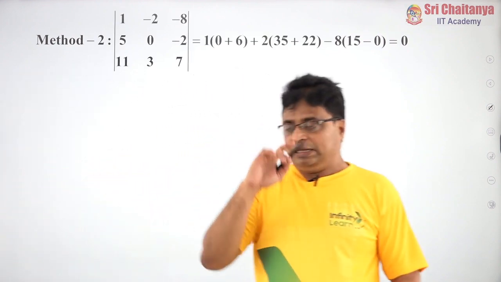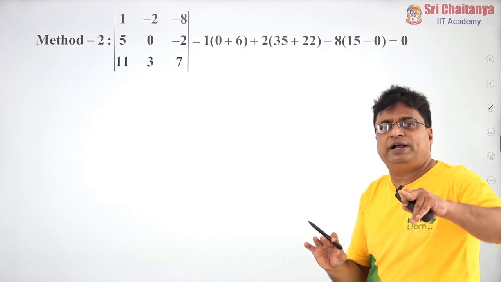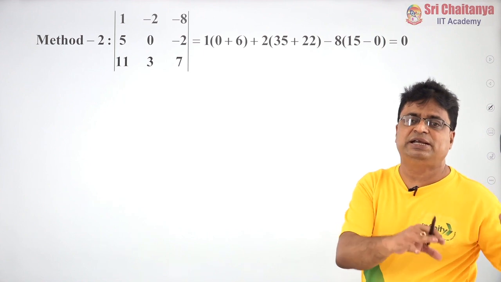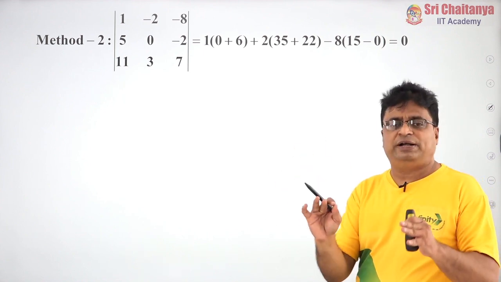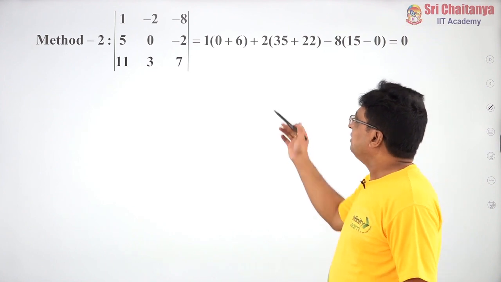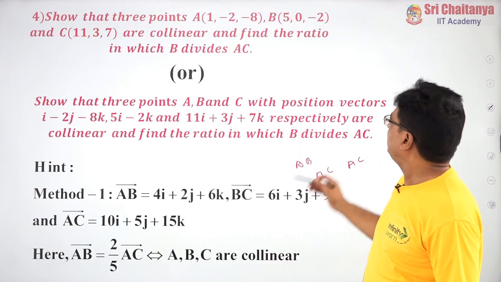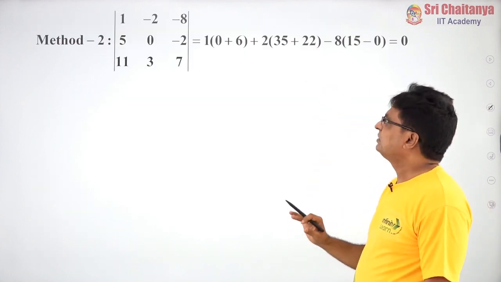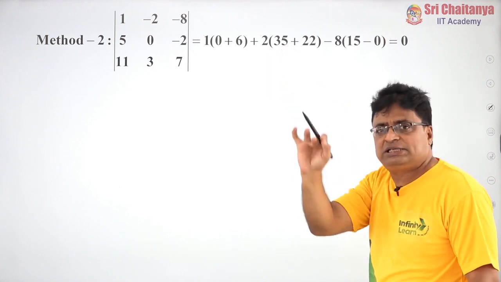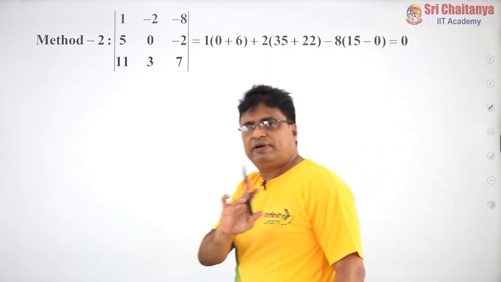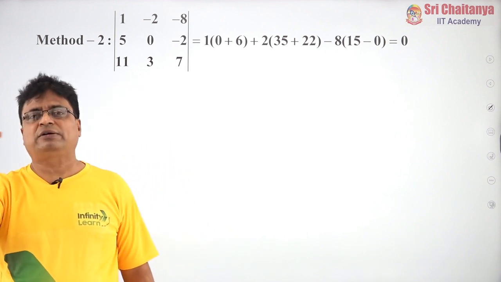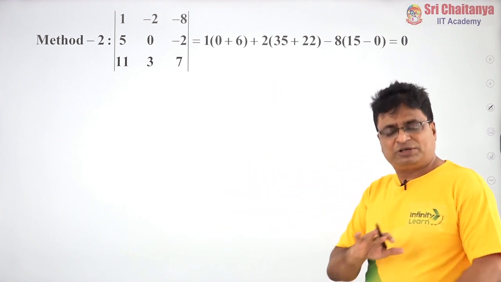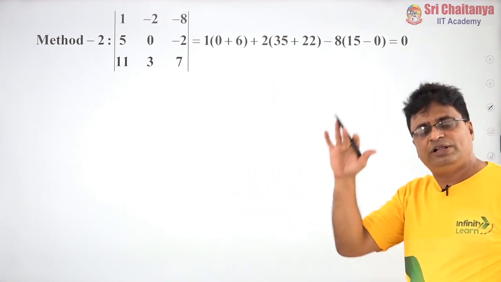And method number 2: here they are not asking you to find the point which B divides AC or C divides AB or something like that. They just need to find whether the points are collinear or not. My suggestion is, if the problem statement is like this, you find this determinant. This is the shortcut way. If 3 points are given, be careful, they are not vectors. If more than 2 vectors are given, there is no right to talk about collinearity. The question itself is wrong. We need to talk only about coplanarity.